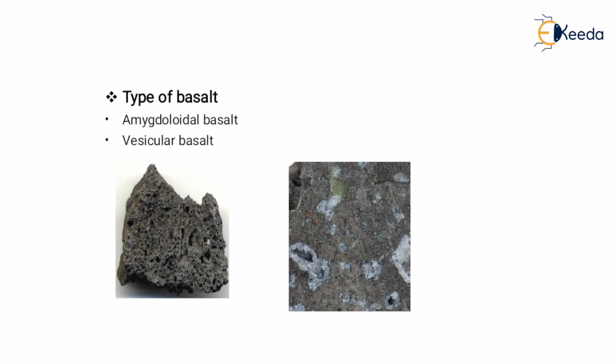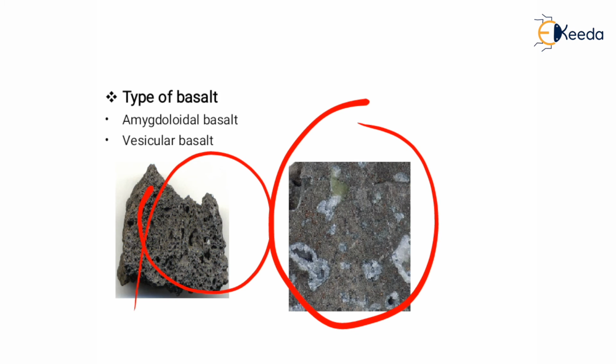There are types of basalts based on their structure: amygdaloidal basalt and vesicular basalt. During the cooling process, a number of gases evaporate and form large vesicles. This is called vesicular basalt, and these vesicles later get filled by secondary minerals like calcite, silicate, and quartz. We call those secondary minerals amygdales, and this type of basalt is called amygdaloidal basalt.